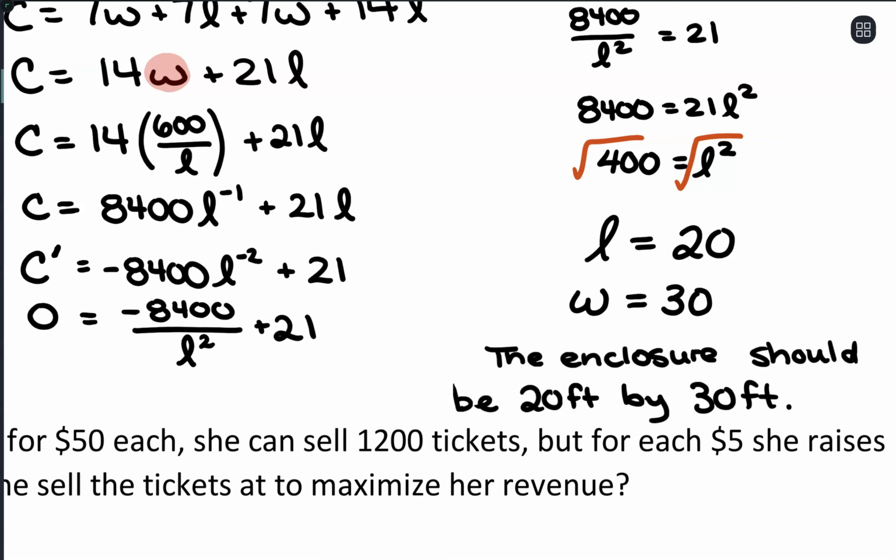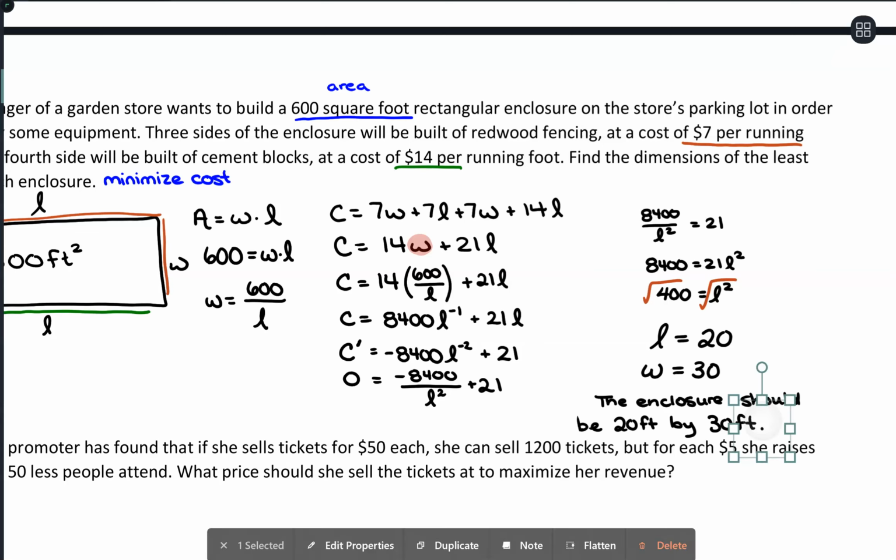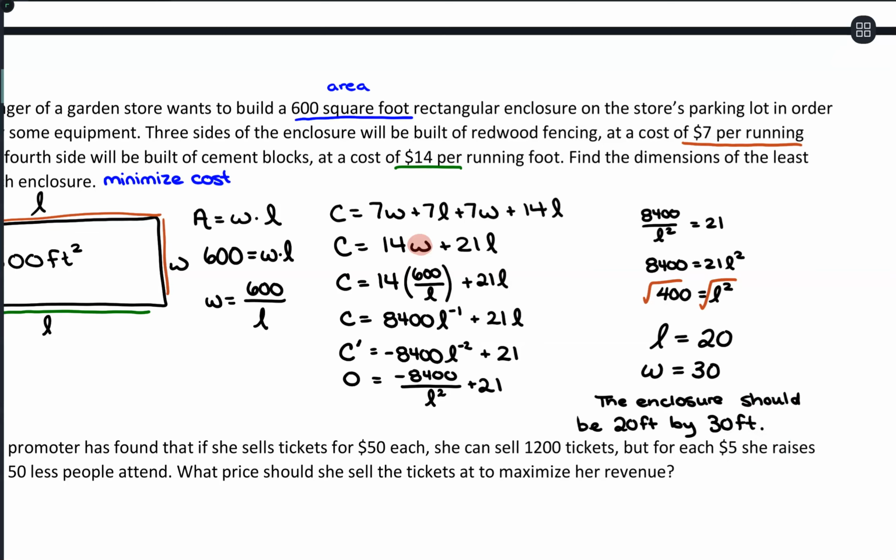to minimize cost. But it's always a good idea when you get to the end to make sure you're answering that question, because maybe they're asking for what the cost is. With that, we would need to go back to our cost equation that we started with. But they just wanted the dimensions, so that's all we needed.